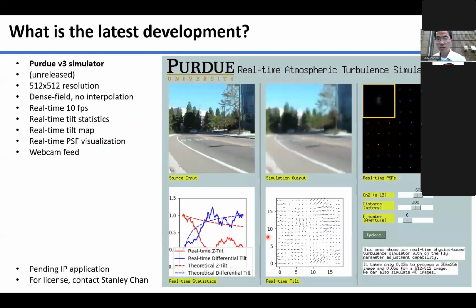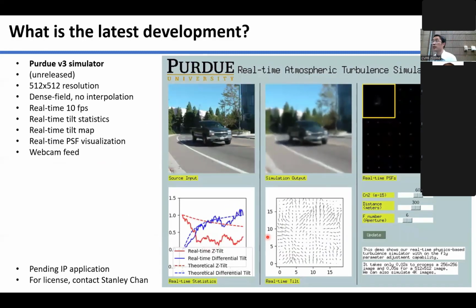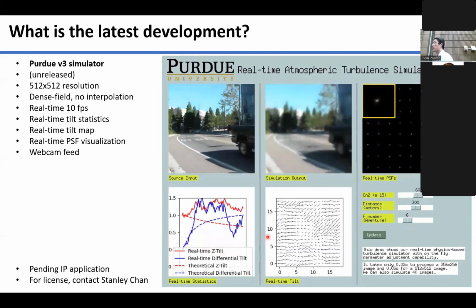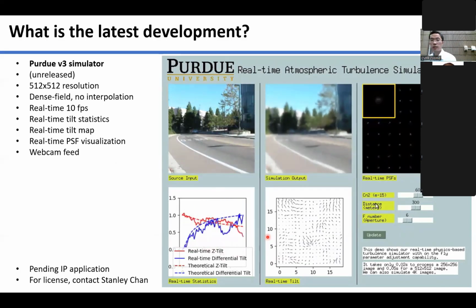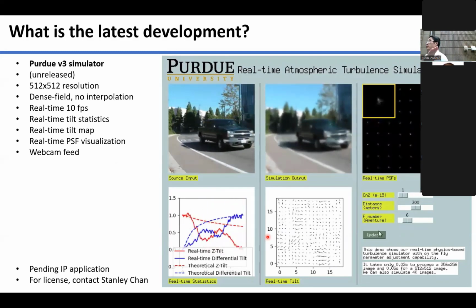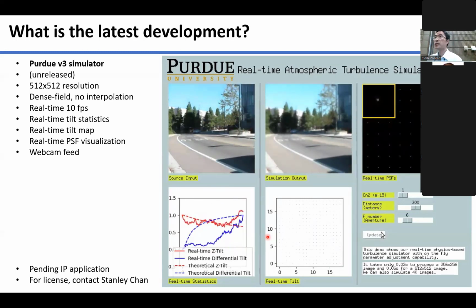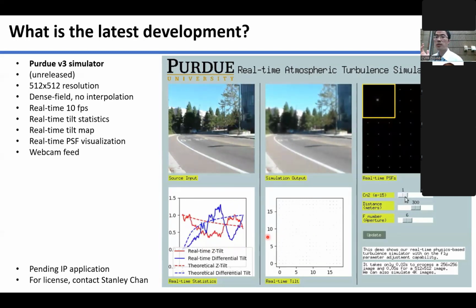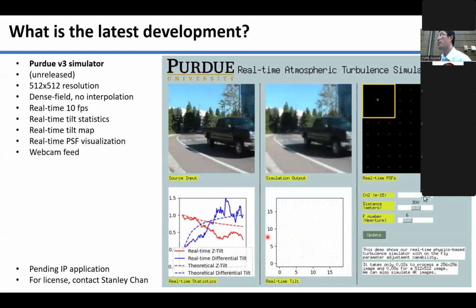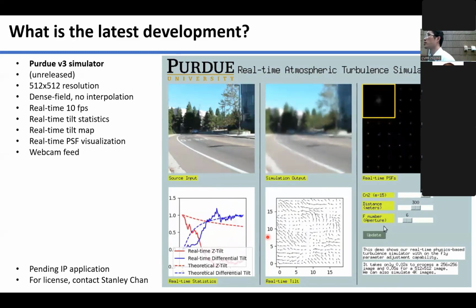Here is an animation that my student Juan made. It's a very beautiful simulation. It's real time, okay, real time. You can hook up a webcam and look at the scene. This is about 7 to 8 frames per second. Resolution is 512 by 512. And we're doing this for a dense grid, no interpolation at all.